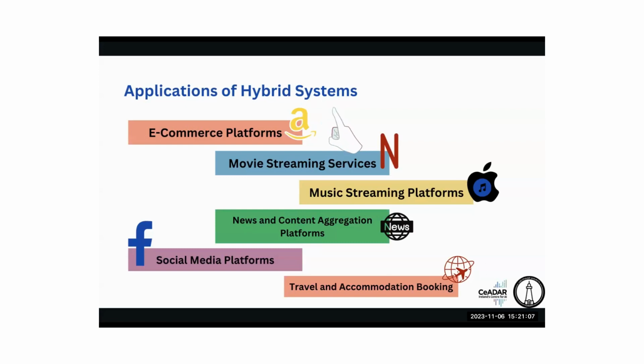This approach can give a user more satisfaction and encourage our users to continue their engagement with Netflix or Amazon Prime. This is one of the biggest advantages of using hybrid systems in movie streaming services. The next important thing is our music streaming services.